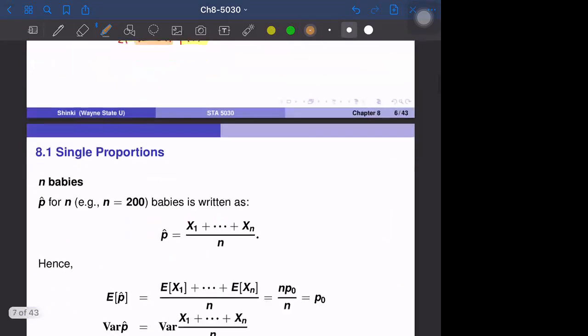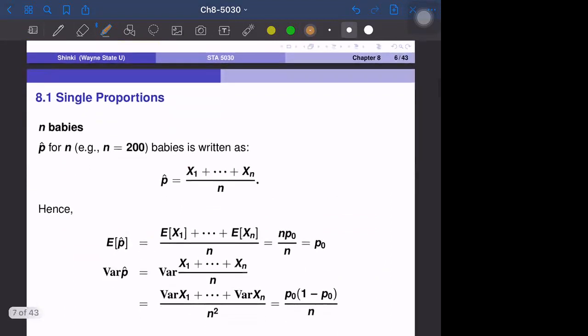How about multiple observations? In general, let's think about we have n babies, and p hat for n babies is written as the summation of x1 to xn over n. Again, xi is equal to 1 if male and 0 if female, so 1 with probability p naught and 0 with probability 1 minus p naught.